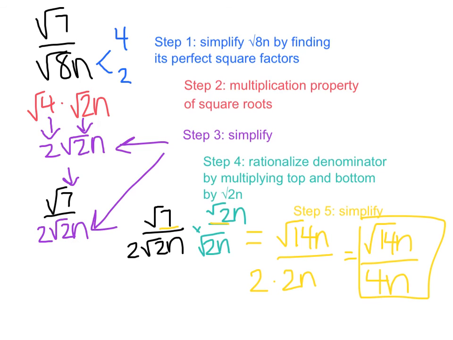Now we still have to rationalize the denominator. So we multiply the top and bottom by root 2n, because when you multiply the square root of something by itself, it equals itself. So if you have root 2n times root 2n, it's just 2n. And we multiply the top by root 2n also, because whatever you have to do to one side, you have to do to the other. So 2 times 2n gives you 4n, and root 7 times root 2n gives you root 14n.